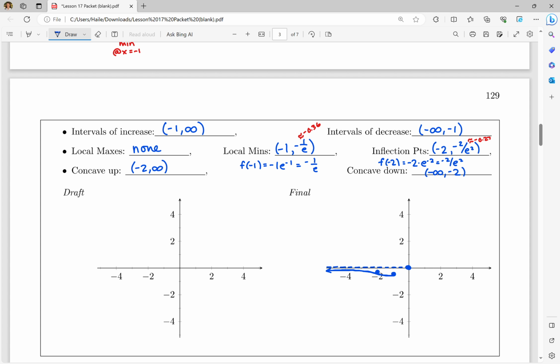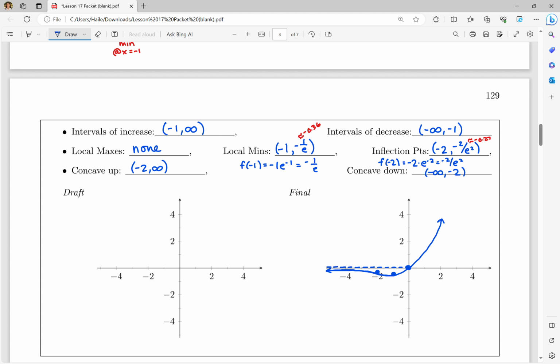Okay, now from negative 1 to infinity, we're increasing and we're concave up. So that's going to look like this. And we didn't have an asymptote on the right side, so my graph looks something like that. Okay, and that's all there is to it.